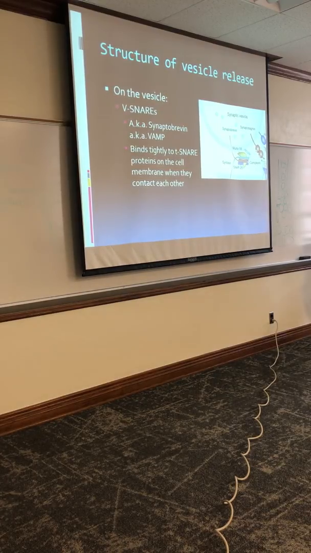And so there are a couple different kinds of V snares that we're going to be talking about. The first, and very important, is synaptobrevin. And so your book also refers to it as VAMP. So for our purposes, we're going to talk about synaptobrevin. All of the images that we're going to look at today are going to use synaptobrevin instead of VAMP, but if you're reading and you see VAMP, those terms are used interchangeably.